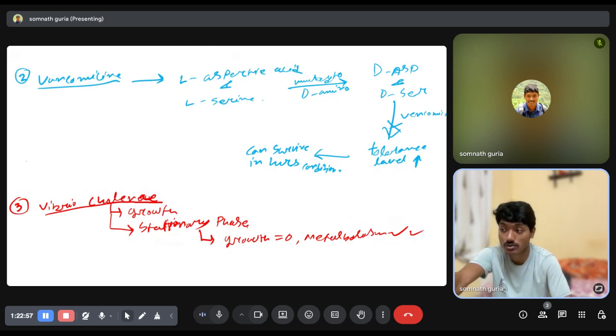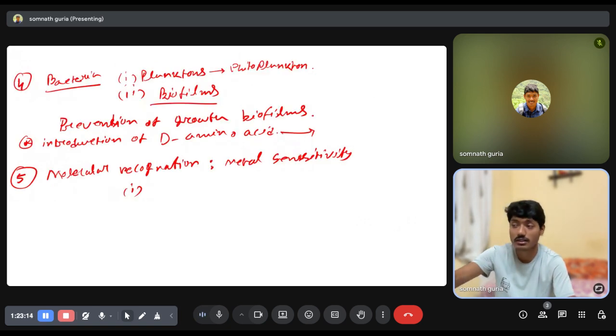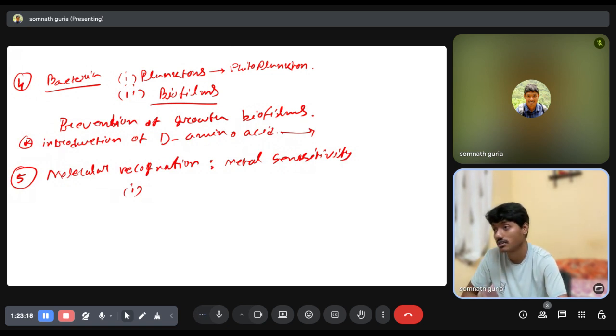Vibrio colonies survive because in the stationary phase they make some D amino acids to form their peptide cell membrane, and it prevents the degradation of the peptide bonds. So they survive in the harsh condition.